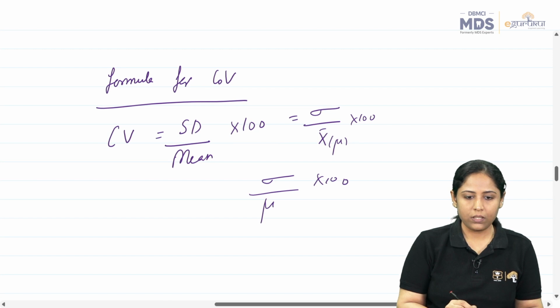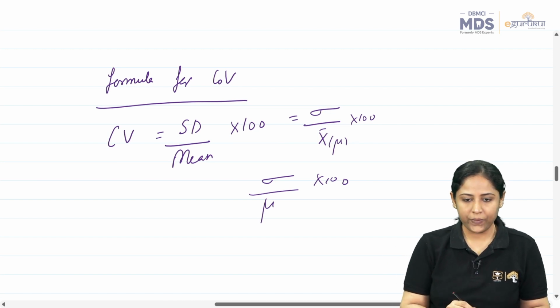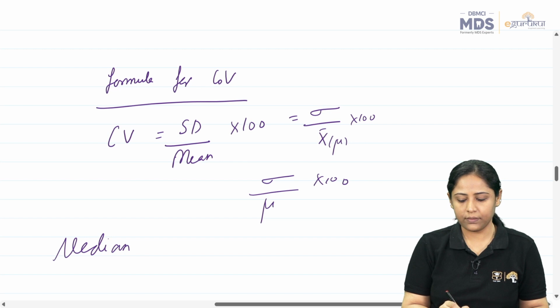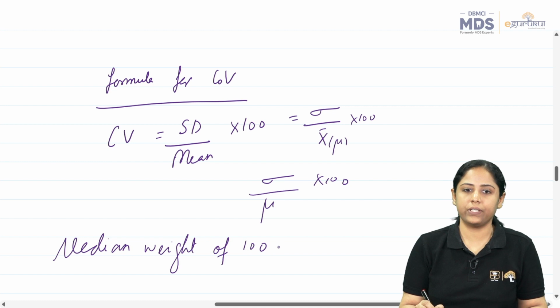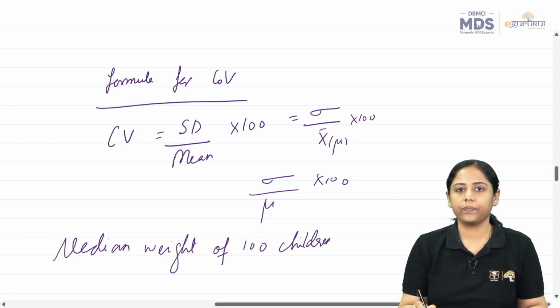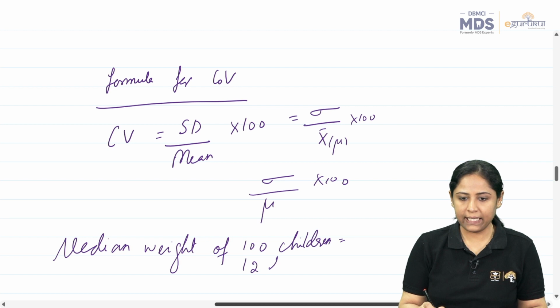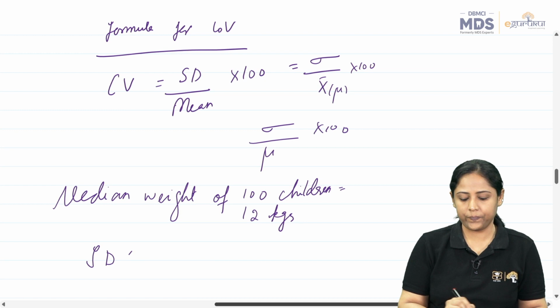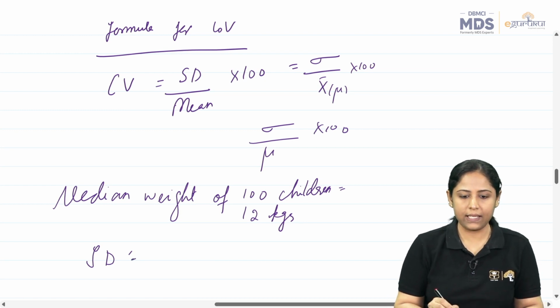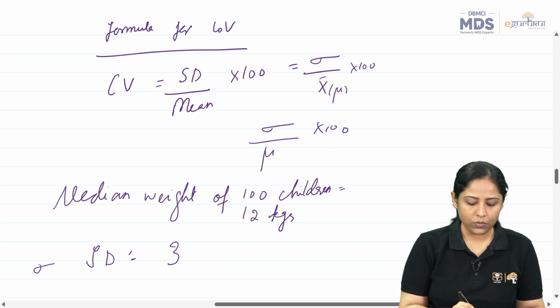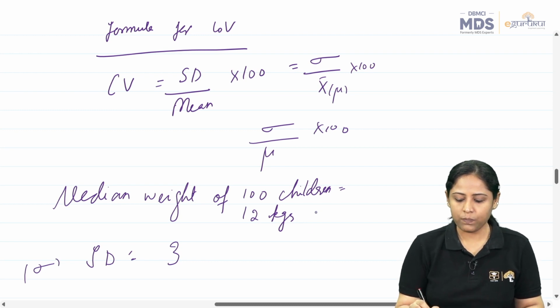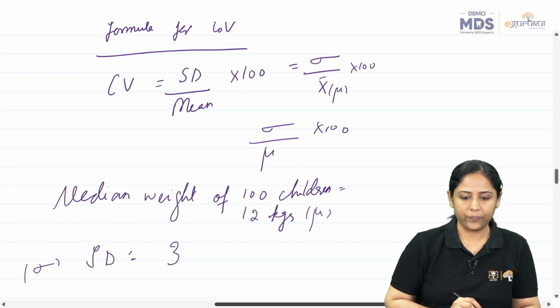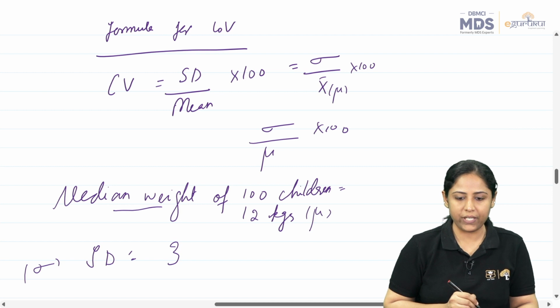So suppose there is a question where the median weight of 100 children is equal to 12 kgs. Standard deviation has been given as, suppose, 3. So sigma is 3, x bar or mu is 12. Here it is a median weight, but we'll take it as the average.